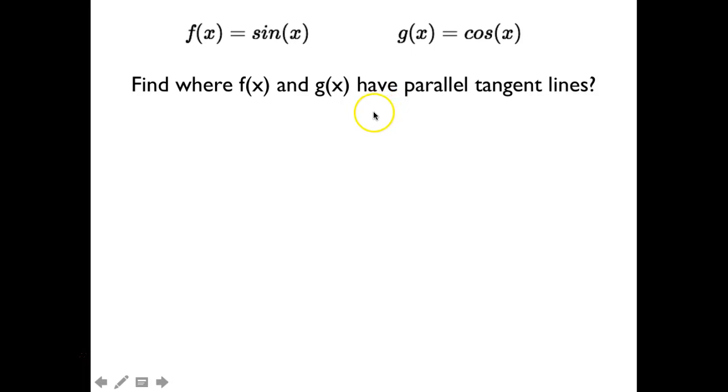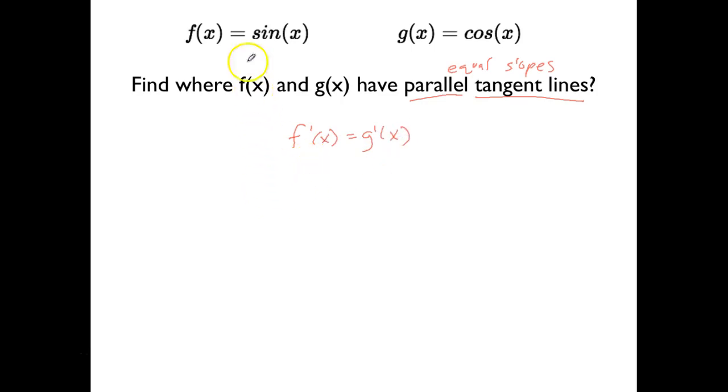Okay, these are the ones where people have difficulties. Find where they have parallel tangent lines. They're bad at these. So, remember, parallel tangent lines means we're going to be setting the derivatives equal to each other, because this means equal slopes. Derivatives equal to each other. So our end goal here is f prime of x equals g prime of x.